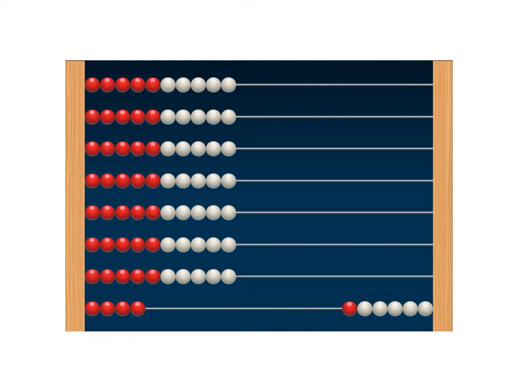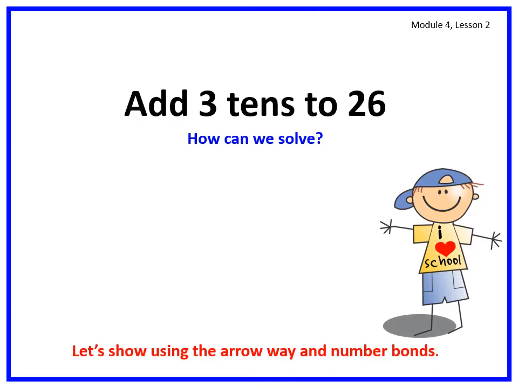Now, if I asked you to add 3 tens to 26, how could we solve this? I want us to use those simplifying strategies. You could do the arrow way and number bonds. Let's take a look at the arrow way first. I'm going to start with 26, and then I need to add 3 tens. So plus 10, I get 36.